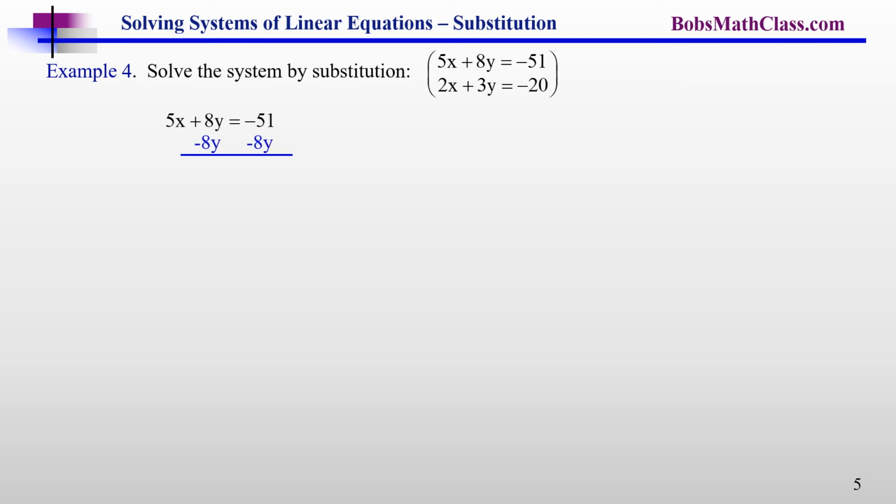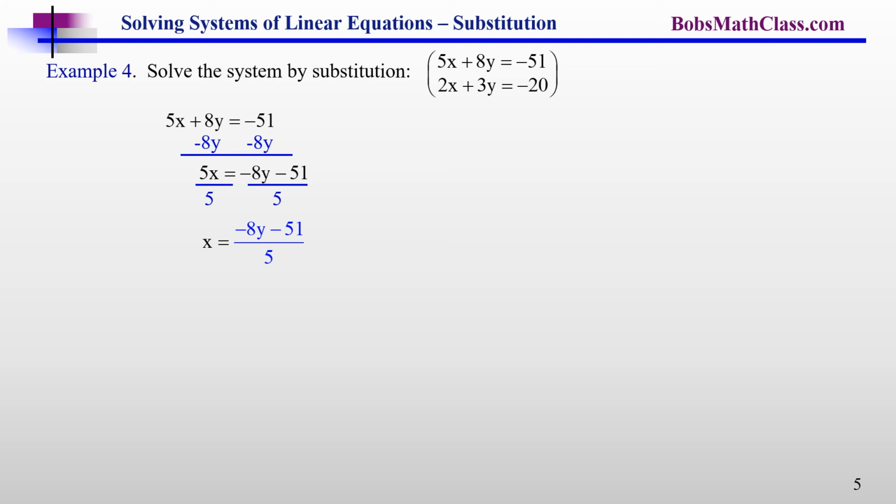But I'm going to get the x by itself in the top row. Okay. Now you might want to pause the video here and get the x by itself in the top row. And then come back when you're ready. All right, so we're subtracting 8y on both sides. That gives us 5x equals negative 8y minus 51. Then divide by 5. So now we have x equals negative 8y minus 51 all over 5.